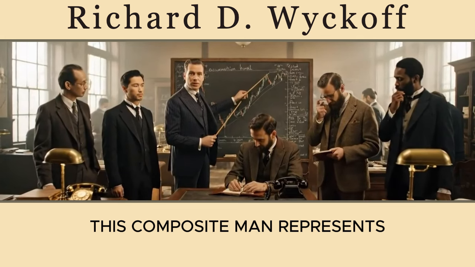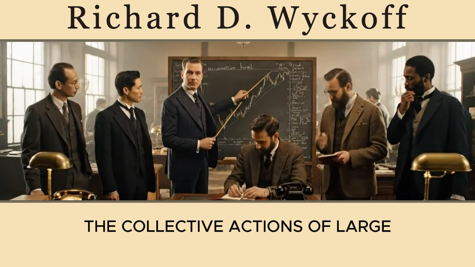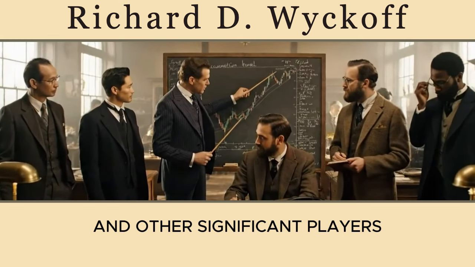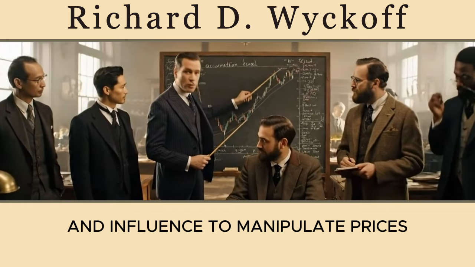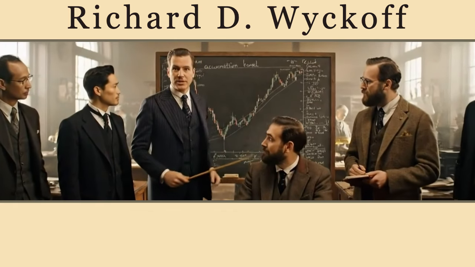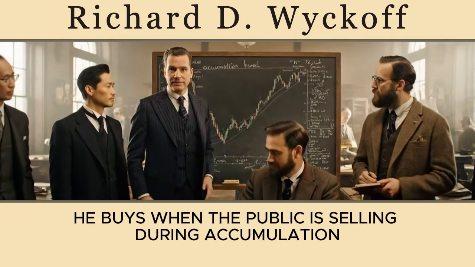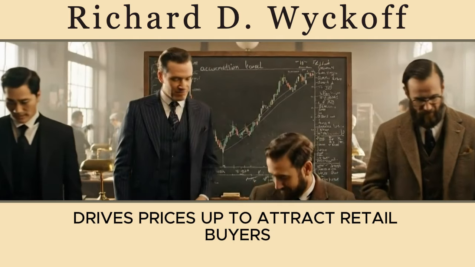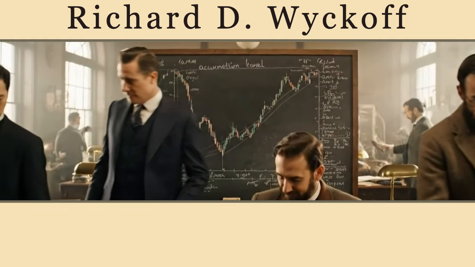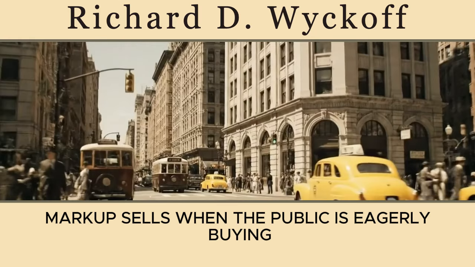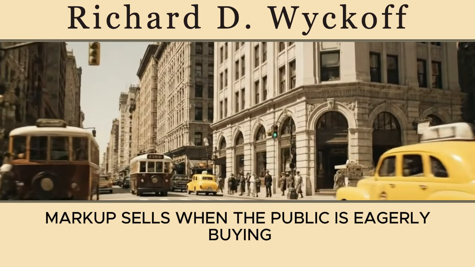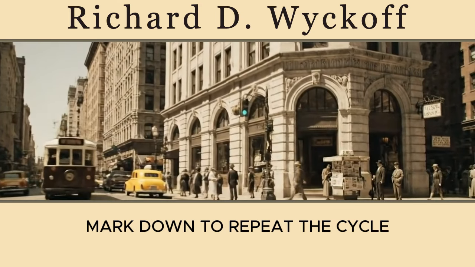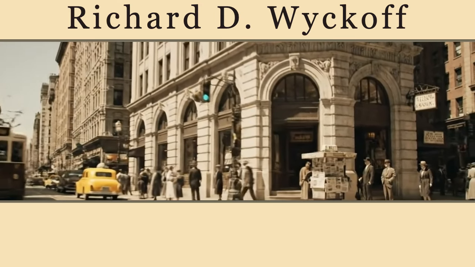This composite man represents the collective actions of large institutional investors, hedge funds, and other significant players who have the capital and influence to manipulate prices. He buys when the public is selling (accumulation), drives prices up to attract retail buyers (markup), sells when the public is eagerly buying (distribution), and then allows prices to fall (markdown) to repeat the cycle.